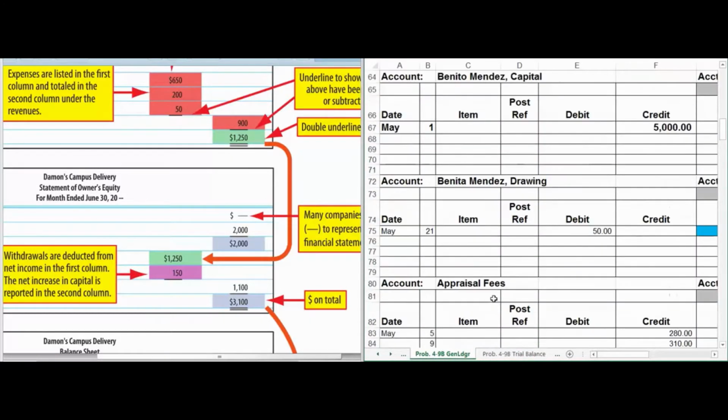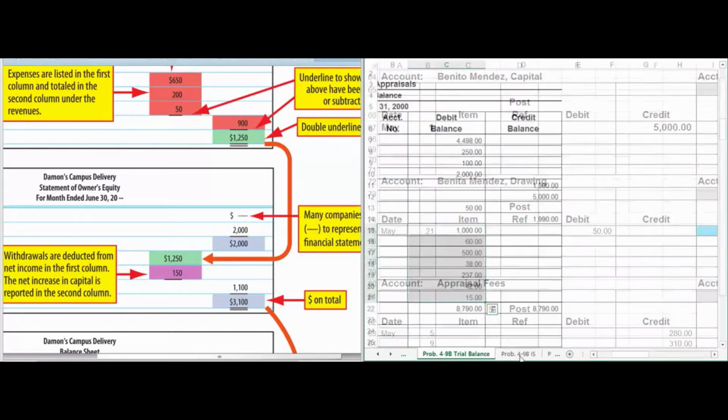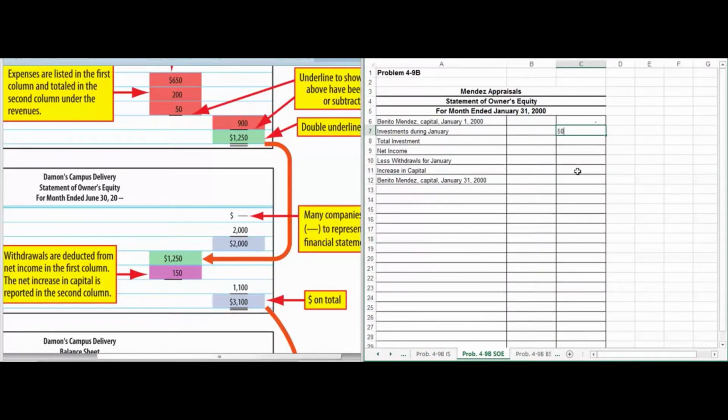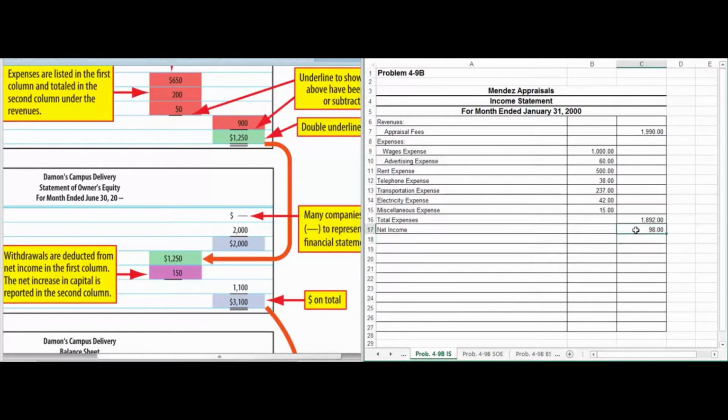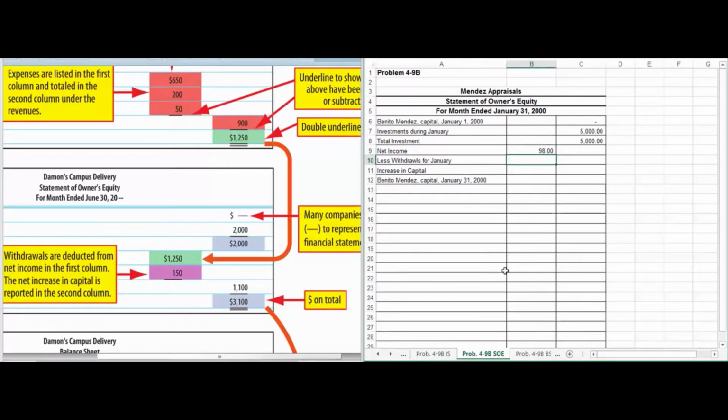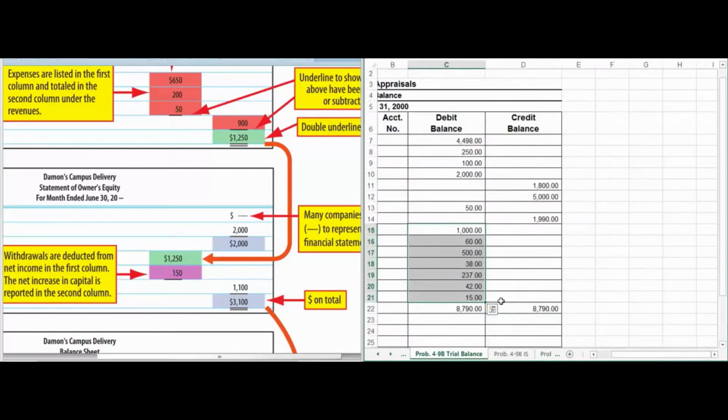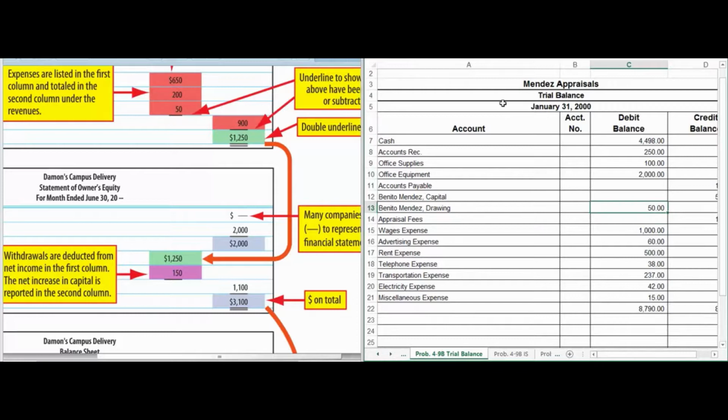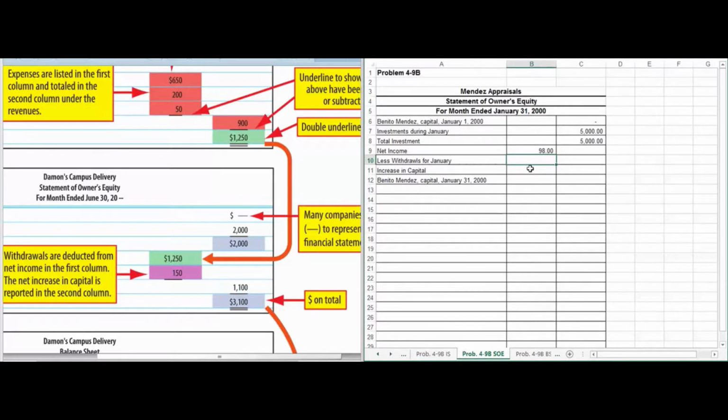so for this one you're going to have to go back. So we invested $5,000. Oops, 5,000. So our total investment at that point was $5,000. Our net income, which we're going to get from the income statement, is $98. I'm going to make that a little easier for you to see. Less withdrawals. So we're going to go to the trial balance. He withdrew $50. So that is the amount we're going to enter in here.